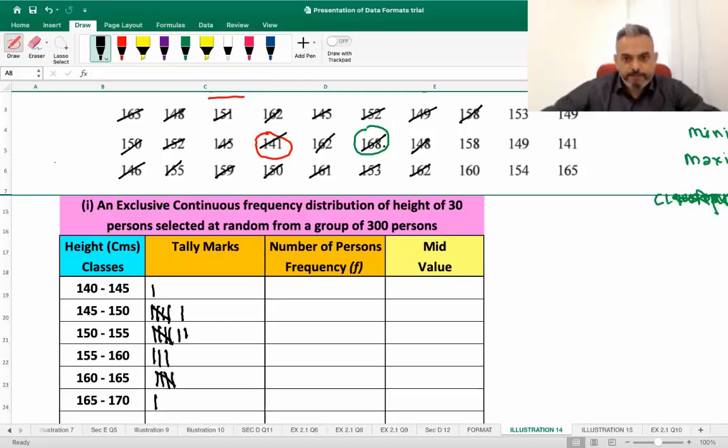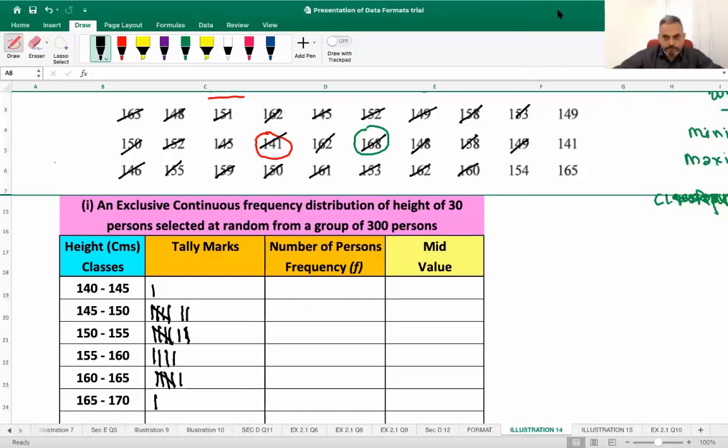155 to 160. 158, 155 to 160. 160, 160 to 165. 153, 155, 150 to 155. 149, 145 to 150. 154, 150 to 155. 149, 145 to 150. 141, 140 to 145, and 165, 165 to 170.